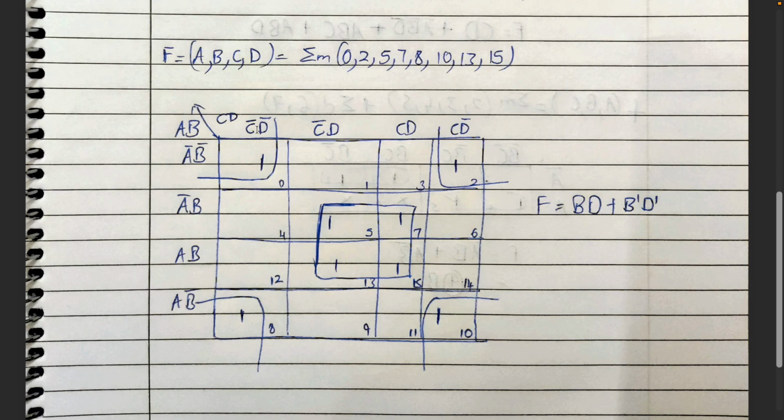Next we have this square. Here you have to be a bit careful. You have A bar B bar, AB bar. So A bar plus A will become 1. You will be left with B bar. And for this, C bar D bar plus CD bar. C bar plus C will become 1. D bar you can take as common. So your final expression will be BD plus B bar D bar.